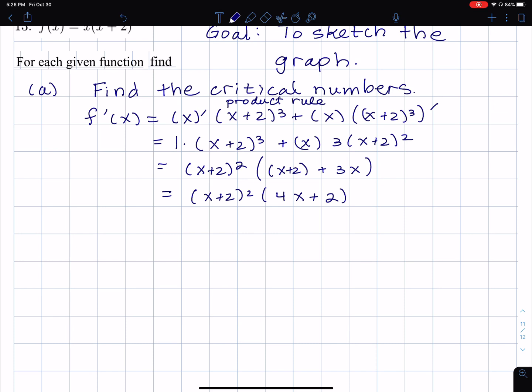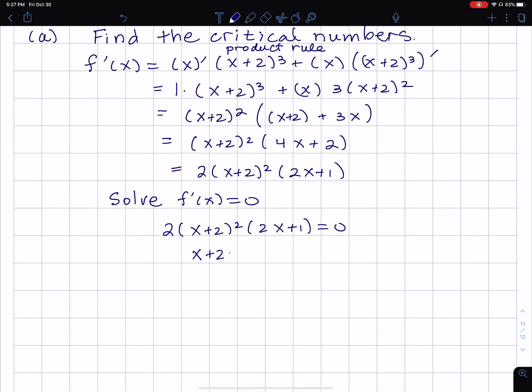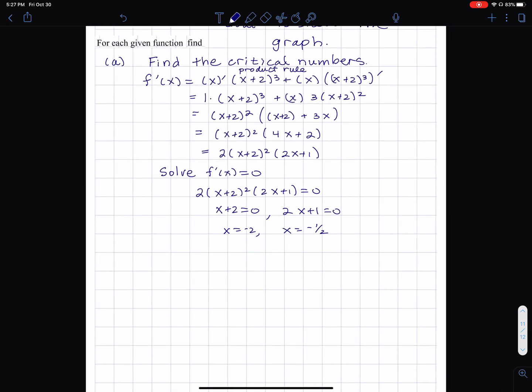And that becomes 2 times x plus 2 squared times 2x plus 1. So when I find the critical numbers, I solve by setting the derivative equal to 0. And that's pretty straightforward, given that I've already factored this. So that gives x plus 2 is 0, 2x plus 1 equals 0, so x equals negative 2, x equals negative 1/2. All right, and one hopes, at least I hope, I did that right.